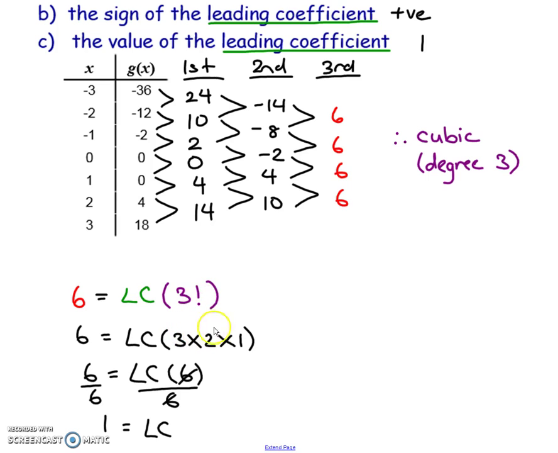So 3 times 2 times 1 is 6, and then I'm going to divide the 6 out on both sides to solve for my leading coefficient. So that's going to equal 1, which means the value of the leading coefficient is 1, and the sign of the leading coefficient is positive. Okay, so that was just a little bit extra on finite differences.